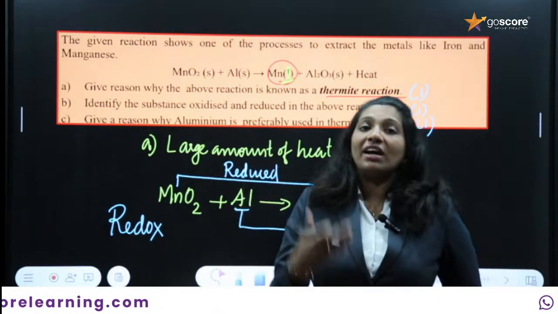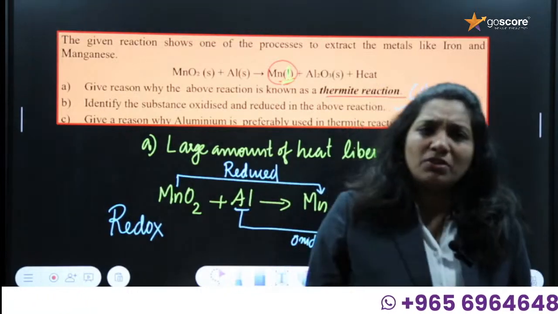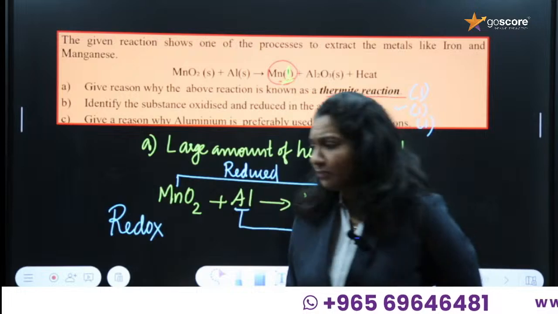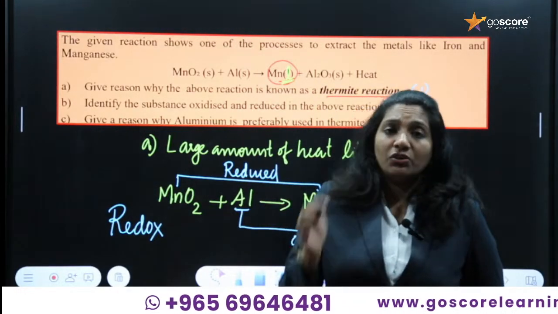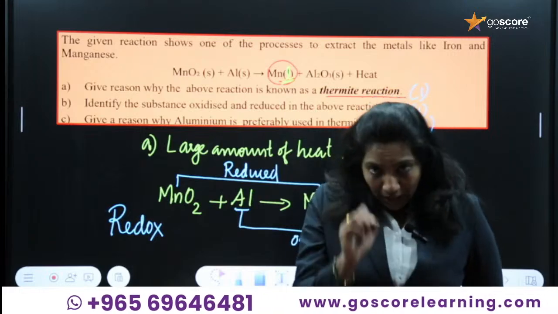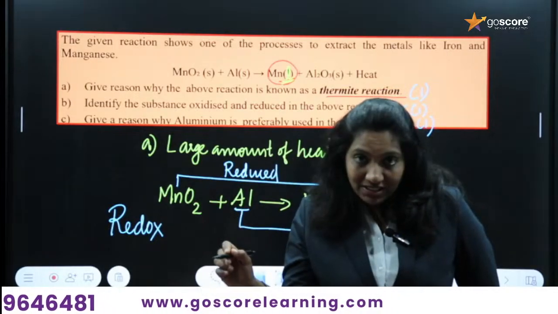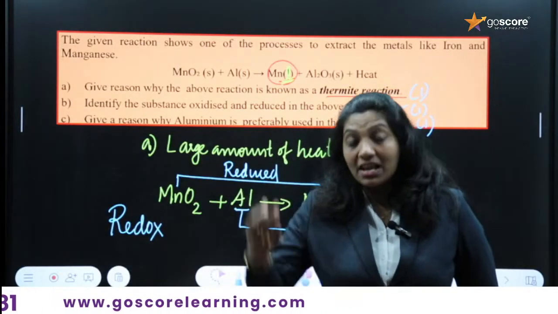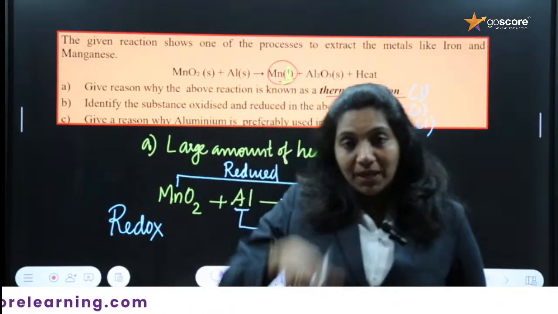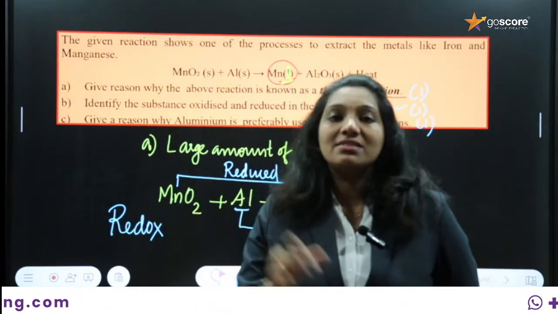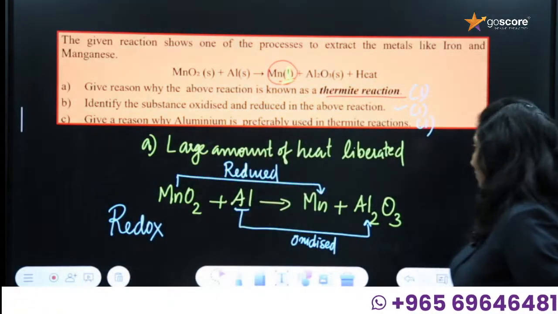And due to that high reactivity, we are using aluminium. Aluminium also has more affinity for oxygen. But the main reason is aluminium is more reactive. So in your answer, aluminium is a more reactive metal, and in the reactivity series, iron and manganese, which we are extracting by the thermite process, come below hydrogen. So that is the reason we are using aluminium in the thermite process.